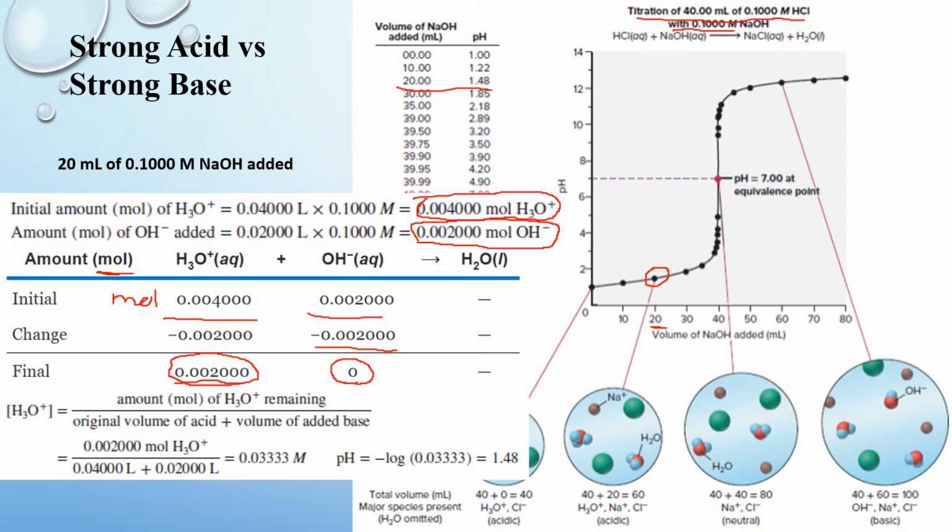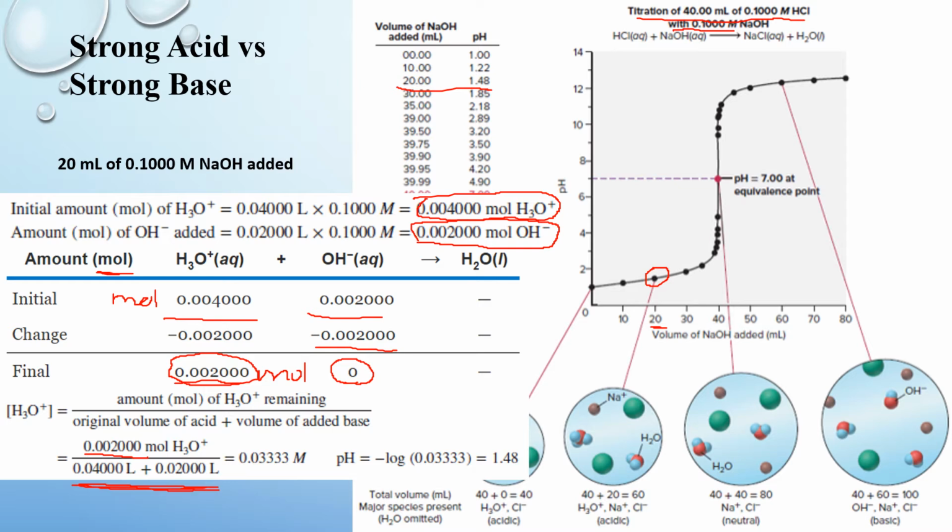So after we add 20 ml of 0.1 molar of base, there's only 0.002 mole of the proton left. To calculate pH, we must know the concentration of the proton. So the concentration is equal to the number of moles divided by the volume. We know the number of moles is 0.002, and for the volume, it's no longer 40 ml because we have added another 20 ml of the base. So the total volume is actually 60 ml, which is 0.06 liter.